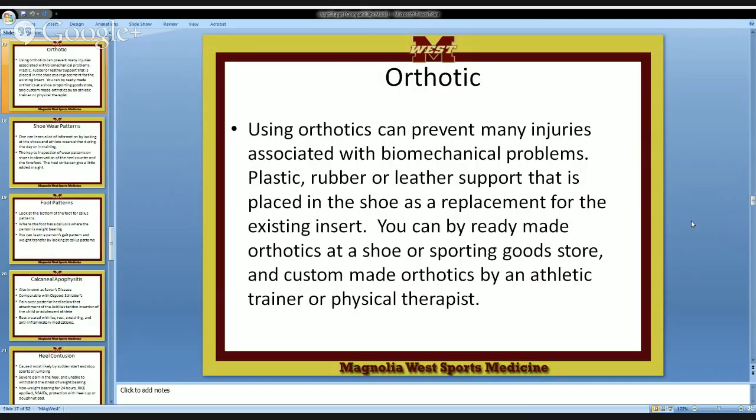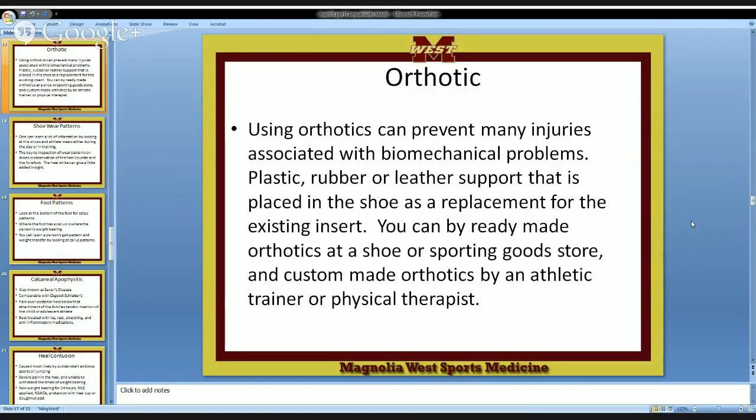So, orthotics can prevent many injuries associated with biomechanical problems. They can be rubber, plastic, leather, all right? They support, and you put them in your shoes as a replacement of your existing insert. Most shoes, when you open them up, you can take out that little piece of foam. You pull that one out, and you put this one in. Exactly.